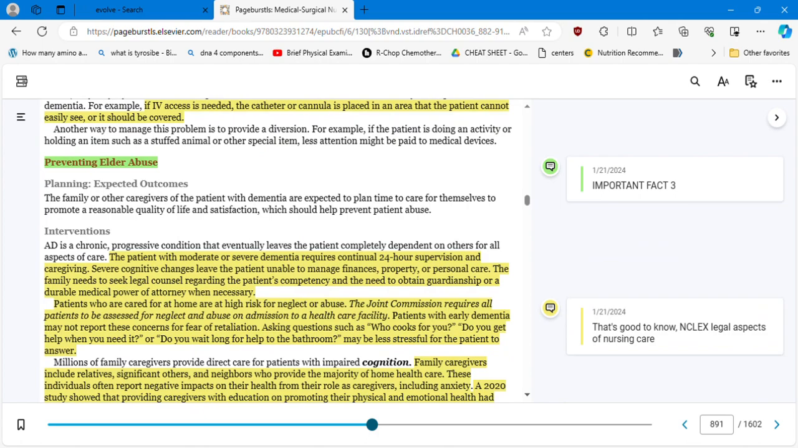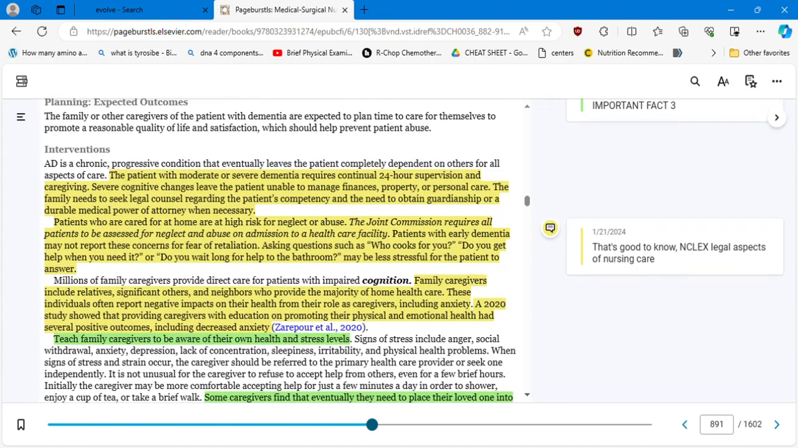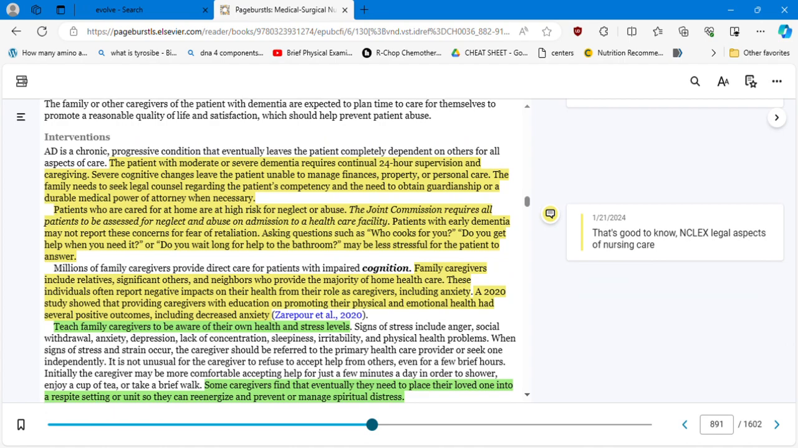Important fact number 3: preventing elder abuse. The patient with moderate or severe dementia requires continued 24-hour supervision and caregiving. Severe cognitive changes leave the patient unable to manage finances, property, or personal care. The family needs to seek legal counseling regarding the patient's competency and the need to obtain guardianship or a durable medical power of attorney when necessary.